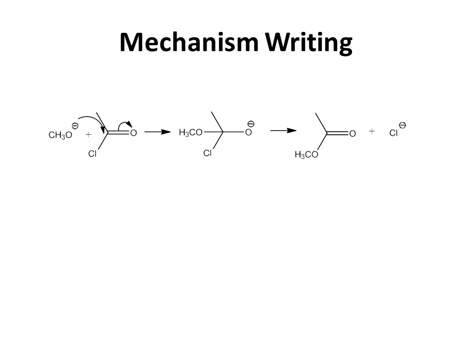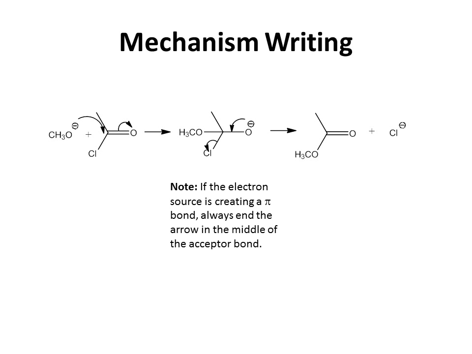That forms an intermediate which decomposes by the source of electrons now being negatively charged oxygen, forming a new pi bond. So the electrons are shown flowing toward the middle of the bond and displacing chloride. So electrons are shown flowing from the carbon-chlorine bond as the electron source toward the leaving group chloride. Note, if the electron source is creating a pi bond, as we saw in the intermediate, you always end the arrow in the middle of the acceptor bond.